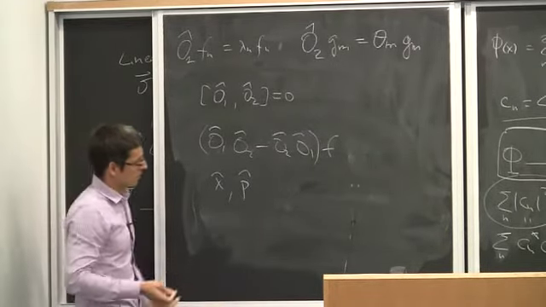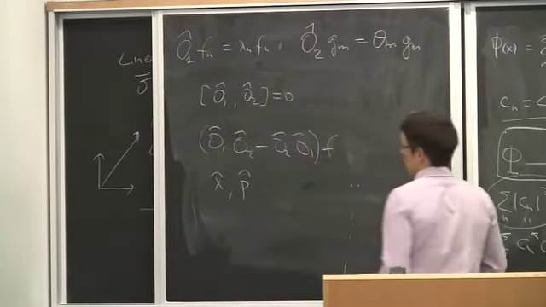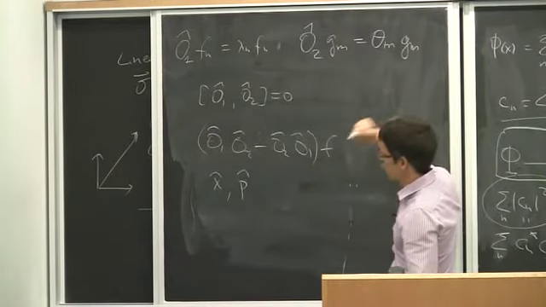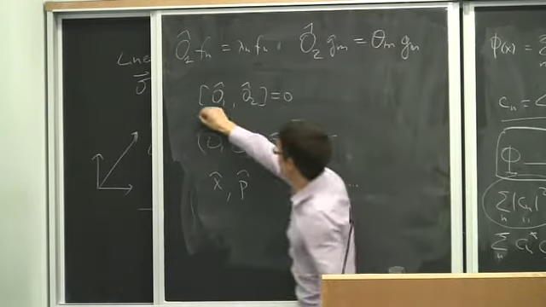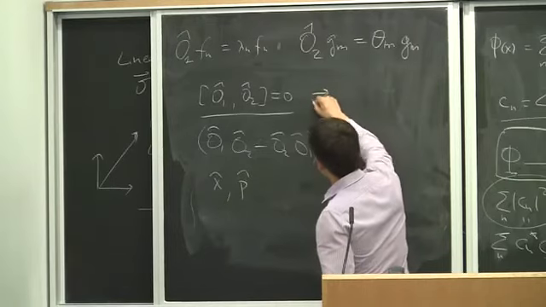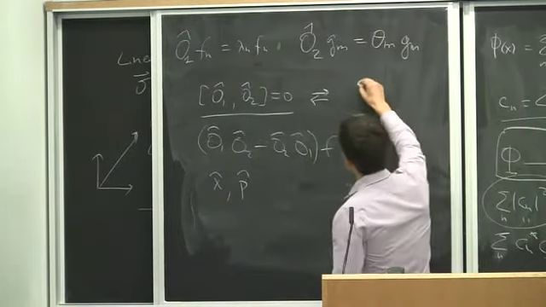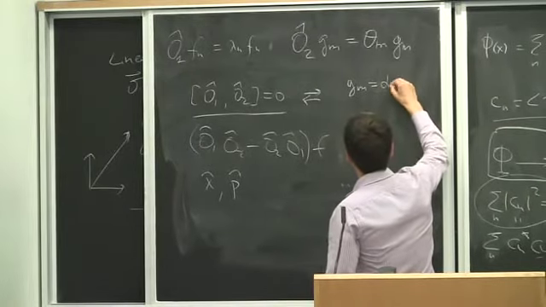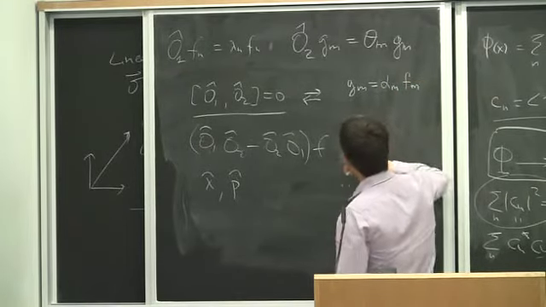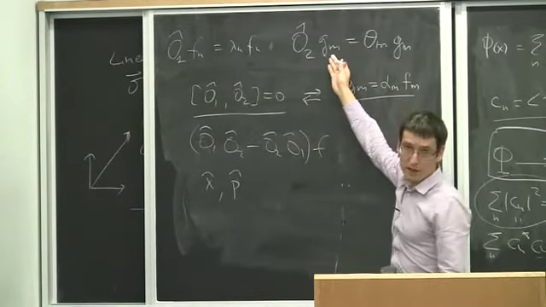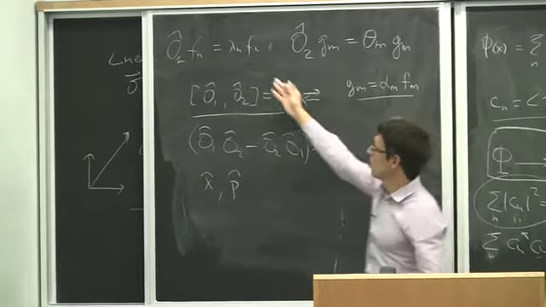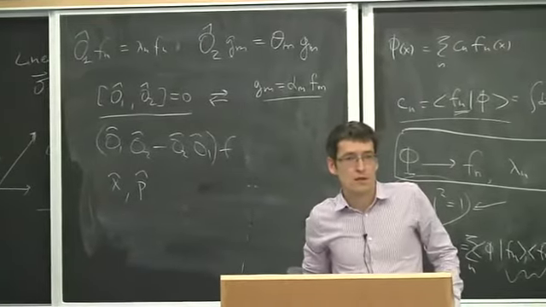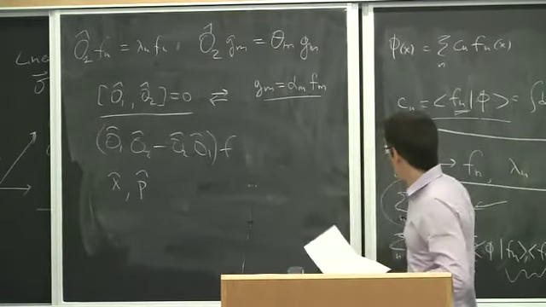Now, there is a theorem that says that if two operators commute, and only in this case, then you can find a common set of eigenfunctions. That means you can prove both ways that from this follows that the g_m can be made equal to some maybe constant times f_m, where the g_m are the eigenfunctions of O2 and the f functions are eigenfunctions of O1. Have you seen the proof of that theorem? Not really. Okay, so that's a very simple proof.